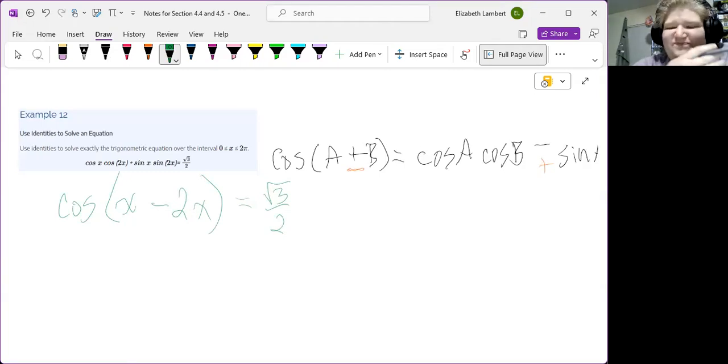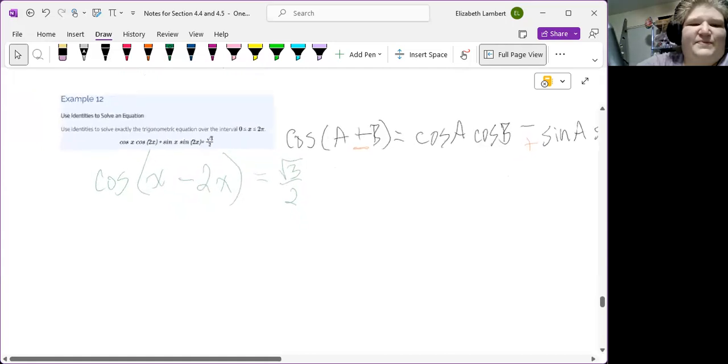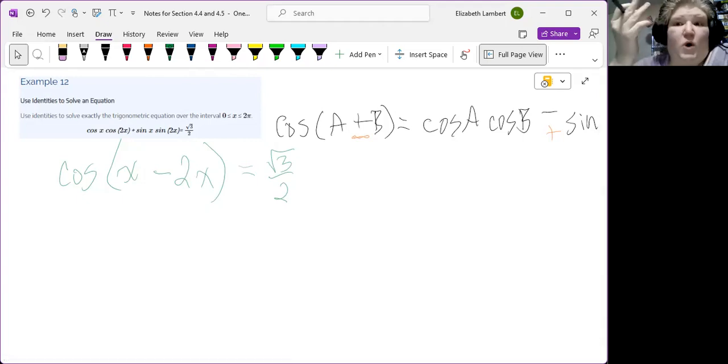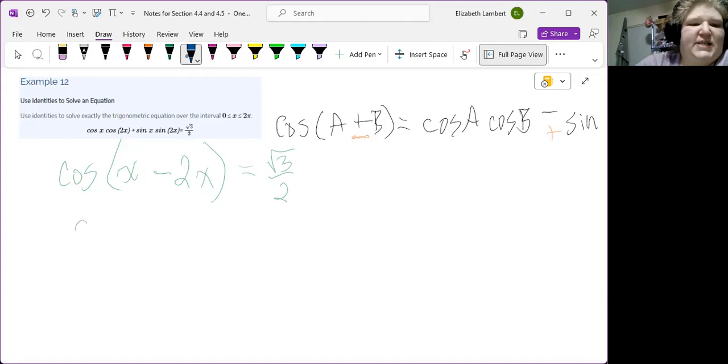But the odds of you actually seeing this occur, though, pretty slim. All right, so x minus 2x, well, 1 minus 2 is -1. So this is really just saying, well, the cosine of -x equals the square root of 3/2.